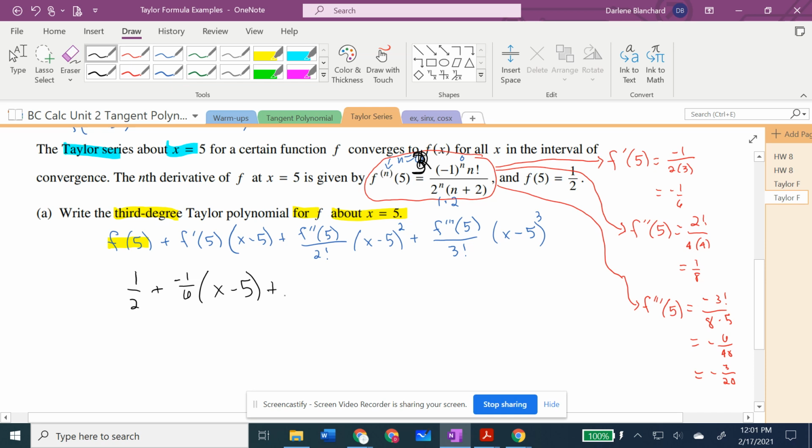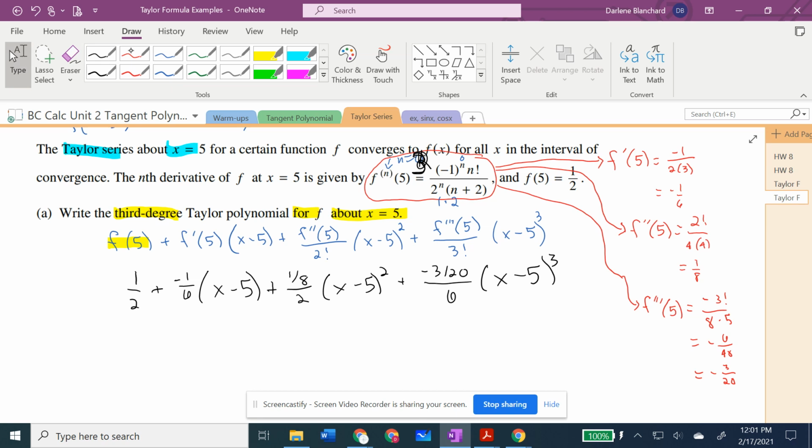And so the second derivative is 1/8 divided by 2 factorial. I'll just put divided by 2. Third derivative is negative 3 over 20 divided by 3 factorial, which is 6. And yes, you can.